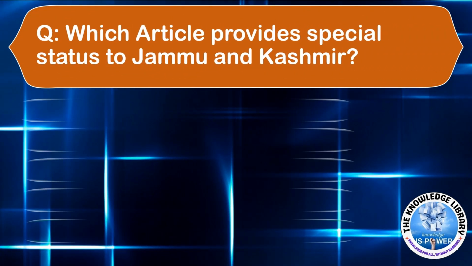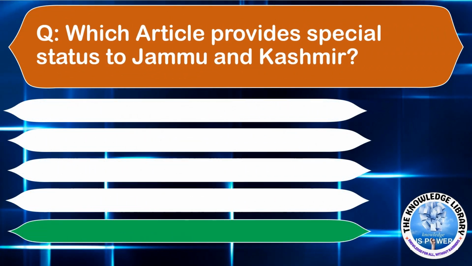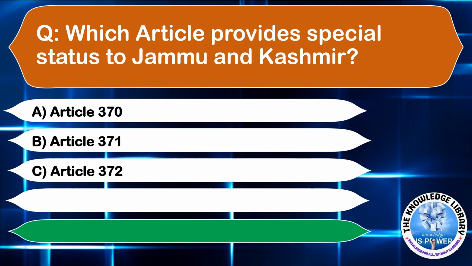The next question is, which article provides special status to Jammu and Kashmir? Option A, article 370, option B, article 371, option C, article 372, option D, article 373. Correct answer is option A, article 370.